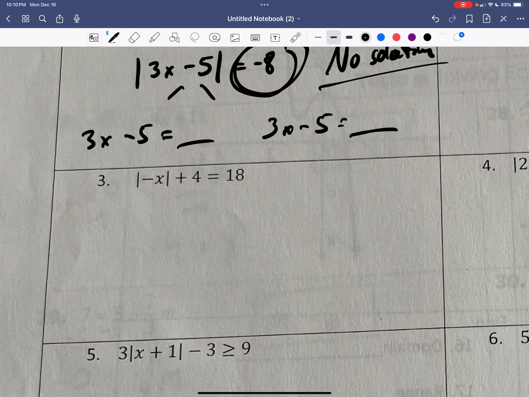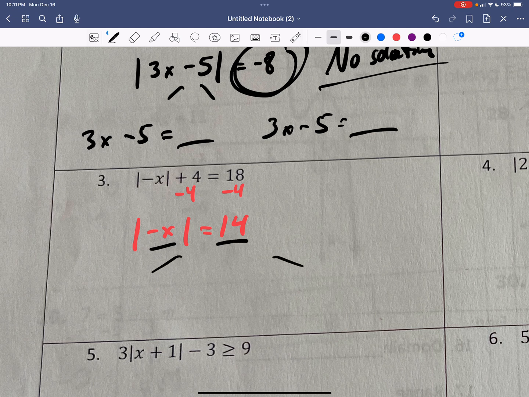Let's go ahead and look at number three. Number three can be a little sneaky. Again, you're just going to minus 4 from both sides. You have the absolute value of negative x equals 14. Okay. So in this case, you have a negative in there, but that's actually fine. We're fine with having the negative inside of it, as long as this is positive, we're good to go.